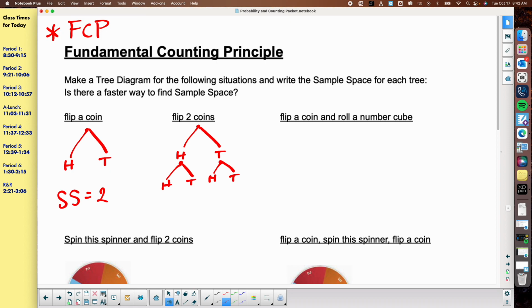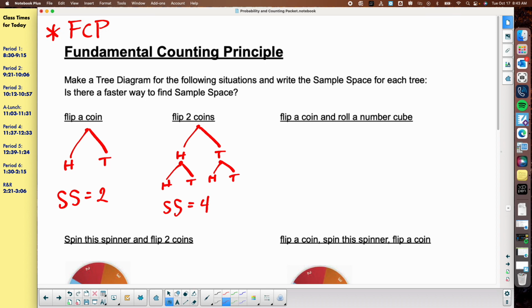There are 4 things on the bottom row, and so for flipping 2 coins, you would have 4 things in the sample space. Again, that's kind of what the tree diagram is for. People who are better at visualizing things like this method because they can literally draw to find the answer. People who are better at thinking or using formulas don't like this way because they don't like to take the time to draw.